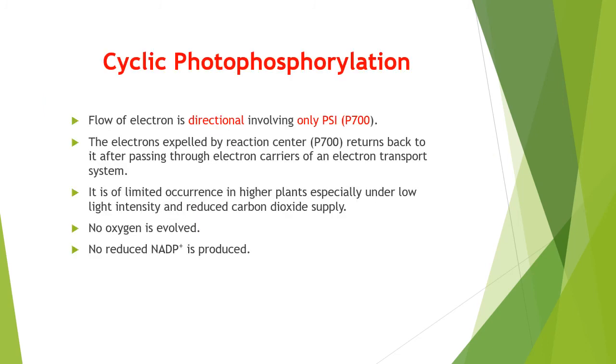So we have one more photophosphorylation, which is called cyclic. So far we have seen the non-cyclic photophosphorylation. Here in cyclic photophosphorylation, as the name signifies, there will be the return of the electron. Flow of electron is cyclic, involving only pigment system first, that is P700. It does not involve the two systems. The electrons expelled by reaction center P700 return back to it after passing through electron carriers of an electron transport system. It is of limited occurrence in higher plants, especially under low light intensity and reduced carbon dioxide supply.